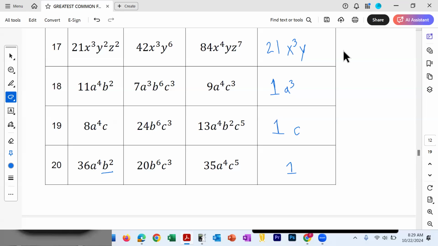If you know how to do this chart, when you take the quiz, you already have 50%. Because 50% is knowing how to find a GCF. The next part now is going to be how to divide it out, which we'll do next.